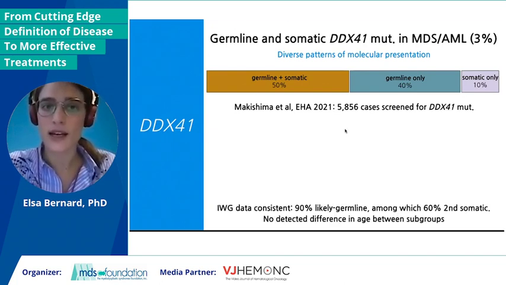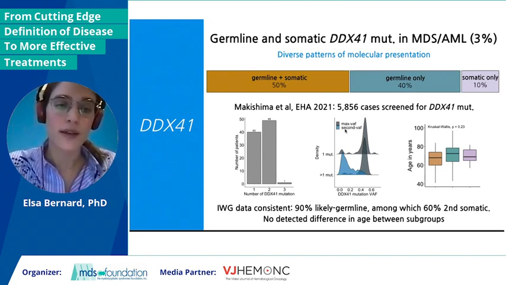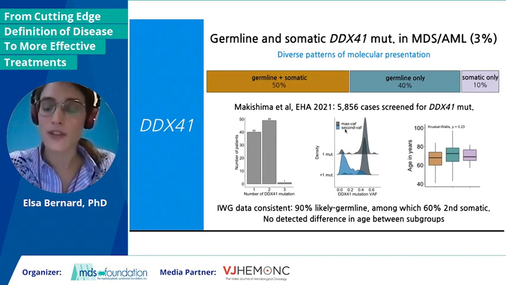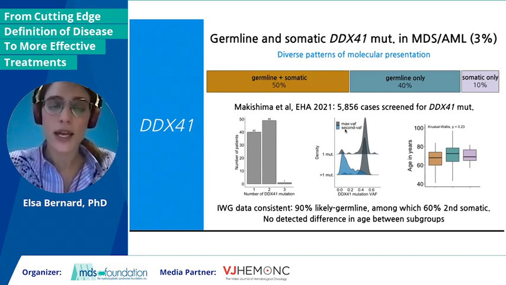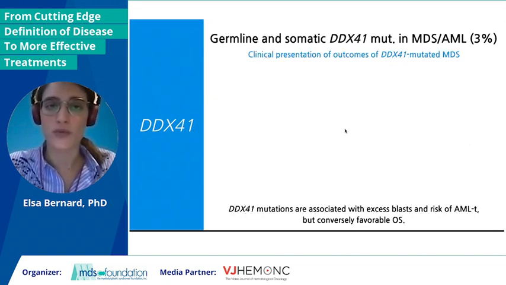And those patterns are consistent with the ones we observed in the IWG data, where we also show that, with the limitation of the absence of a matched normal tissue, 80% of individuals have likely germline mutations, among which 60% have a second somatic hit, with no detected difference in age of presentation across the different subgroups.